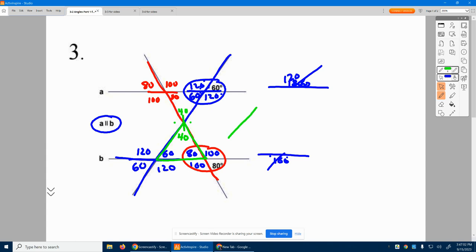And again, a straight line, even though it's going like this, has to be 180. Well, we cut it right here at 40. So this part has to be 140, because the 140 and 40 add up to 180. And then its vertical angle on the other side would have to be 140.